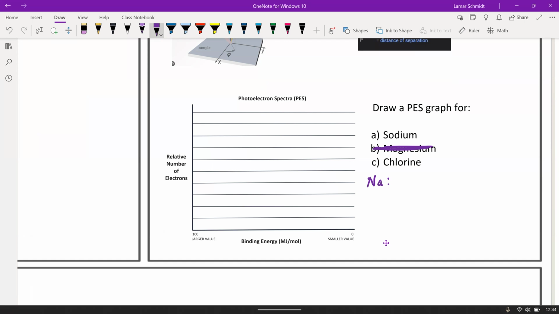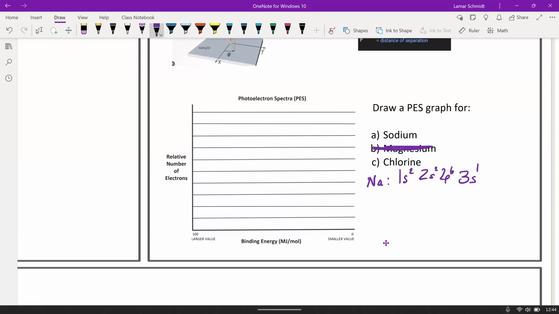So what energy level is sodium in? Energy level what? That's right, 3. All right, so it's 3s, and it's 3s1. So we fill everything in up to that, 1s2, 2s2, 2p6, and we're at 3s1.